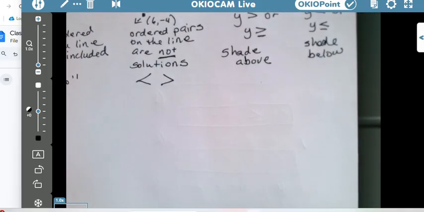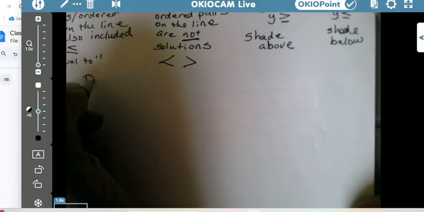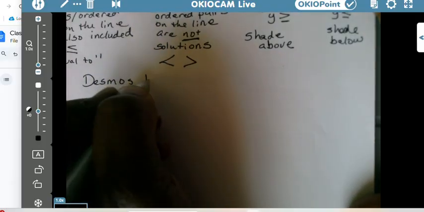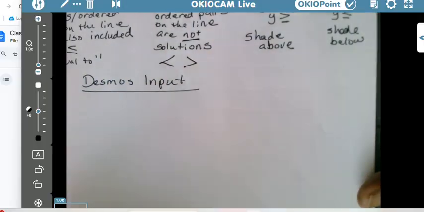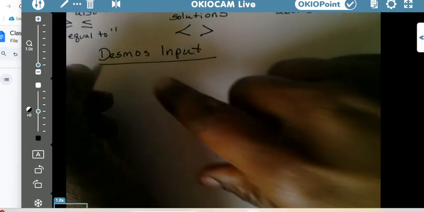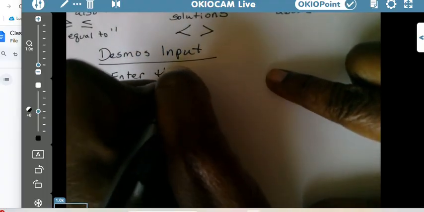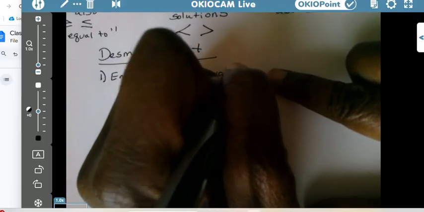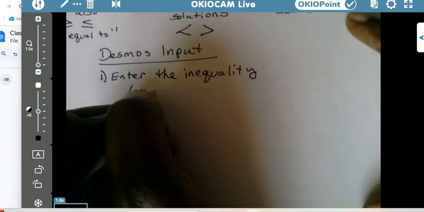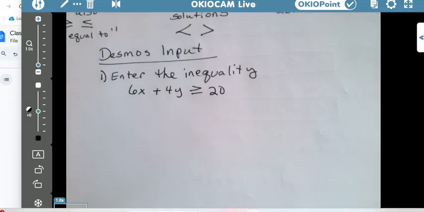All right. Desmos input. What's going on? I'm so glad you asked. Here we go. So, you get an inequality. The first thing you do is go to Desmos graphing calculator. Number 1, enter the inequality the way you see it. So, enter the inequality. If the inequality is 6x plus 4y is greater than or equal to 20, you can put that in Desmos, just like that. It will graph the line for you.